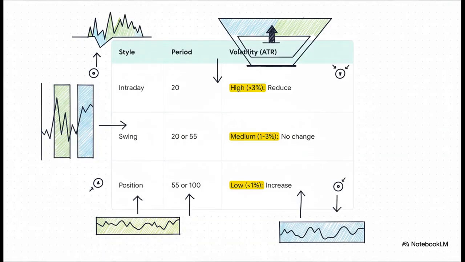Of course, picking the right period length is also a huge piece of the puzzle. It's not one size fits all. A 20 period might be perfect for a day trader, but a long-term position trader might be looking at a 55 or even a 100 period channel. But it's not just about your trading style. You've got to adapt to the market itself. If things are going crazy and volatility is high, you might want a shorter period to be more responsive. If the market is sleepy and quiet, a longer period can help you filter out all the meaningless wiggles.